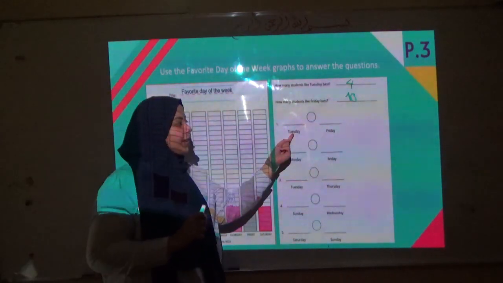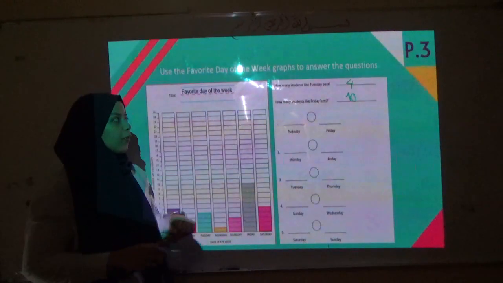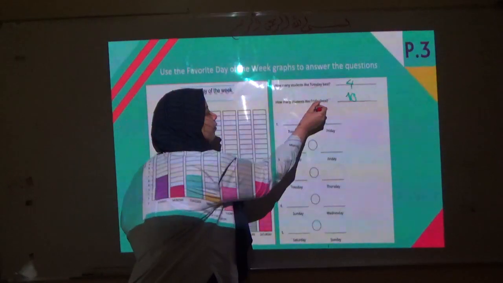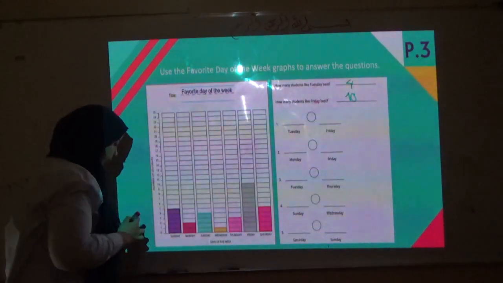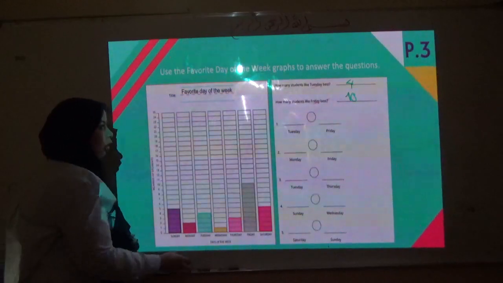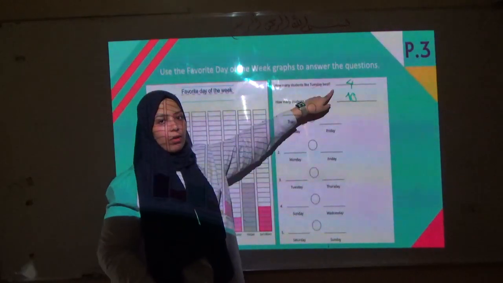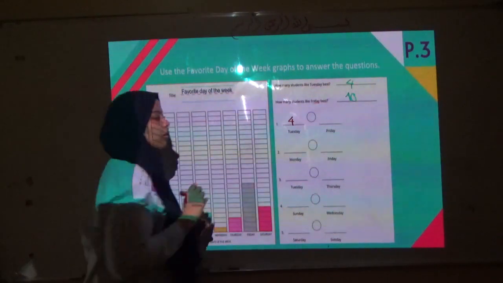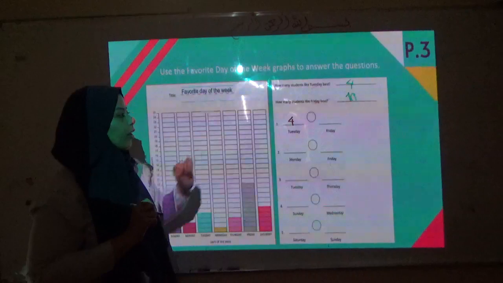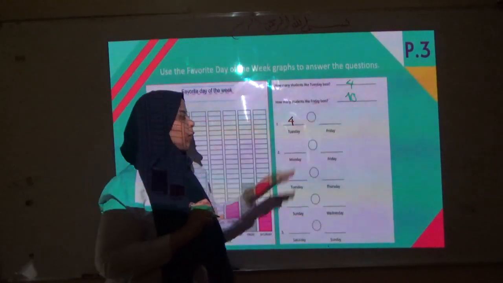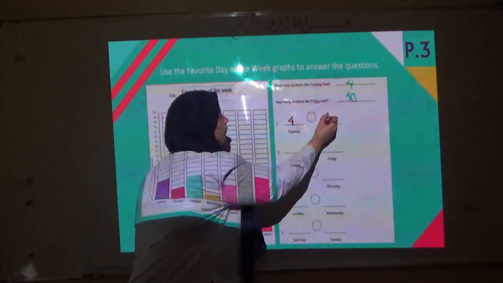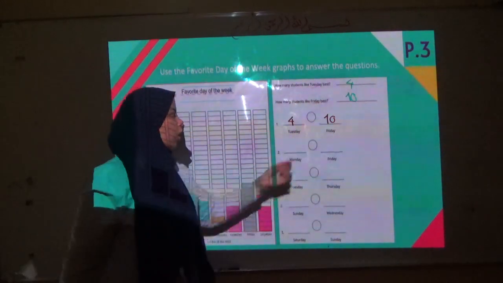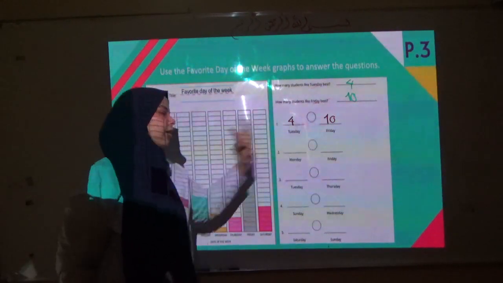I have here Tuesday and Friday. And if you look up, we already did Tuesday and Friday. So Tuesday represents 4 students, so I will write 4 up here. And for Friday, I will write 10. Now, I have to determine what is the relation between these two values.